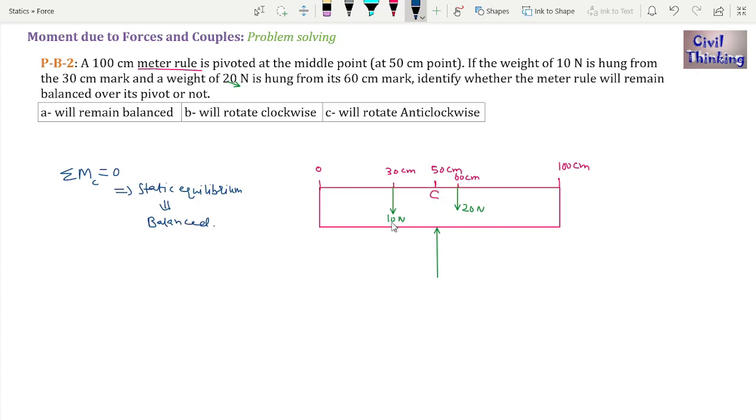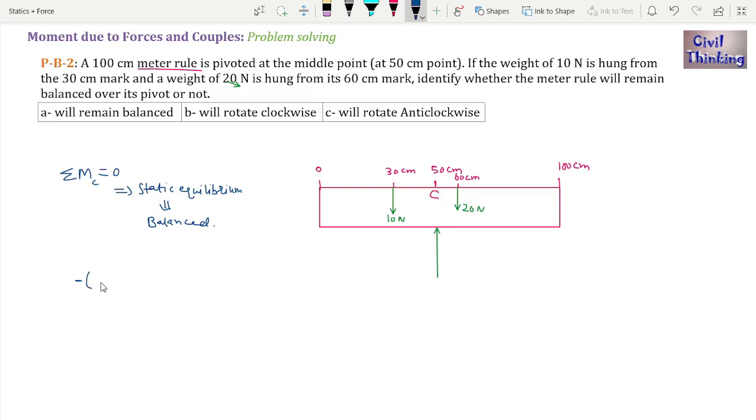All right, now let's find the moment at C, and we will see whether it is 0 or not. If it is not 0, it will rotate. If it is 0, it will not rotate. So the moment at C due to the force 10 Newton will be anti-clockwise. So I will use the negative sign, because you remember the sign convention. We can choose negative for the anti-clockwise moment and positive for the clockwise moment, or vice versa. I am choosing negative for the anti-clockwise.